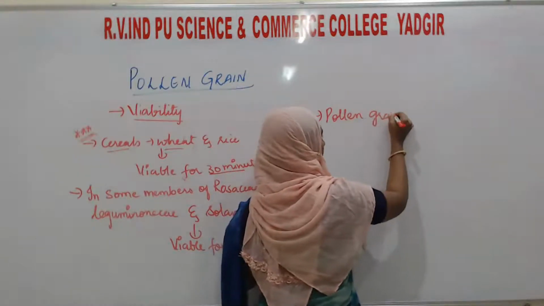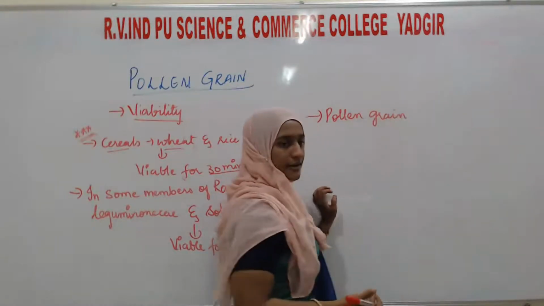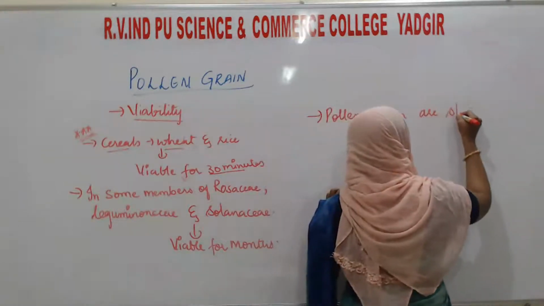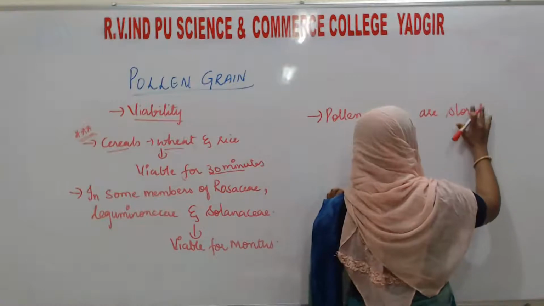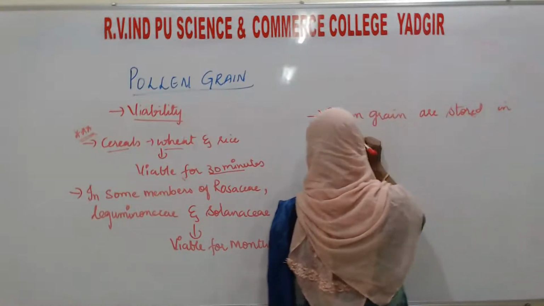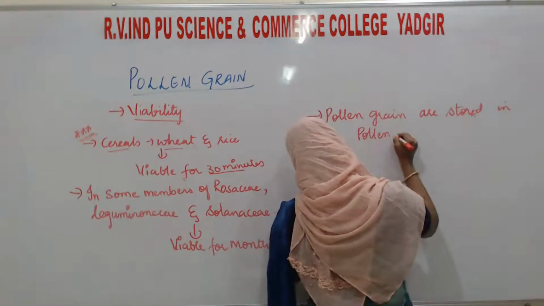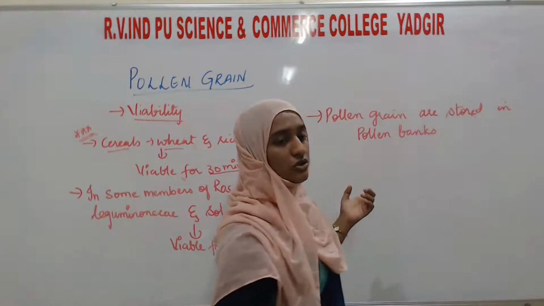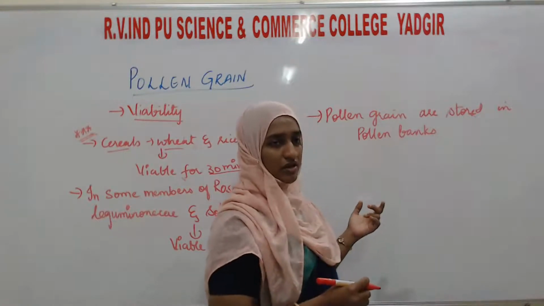Pollen grains should not get wasted, so they are stored. How are they stored? The same thing here also: they are stored in pollen banks.